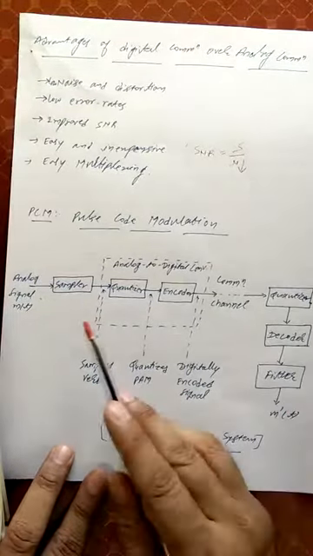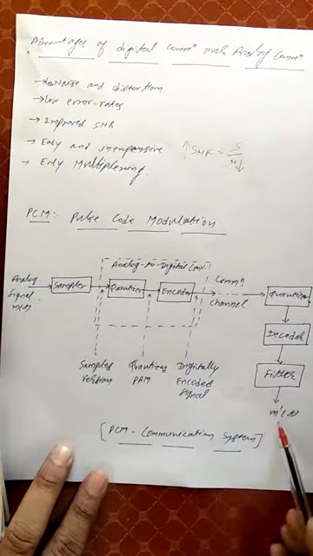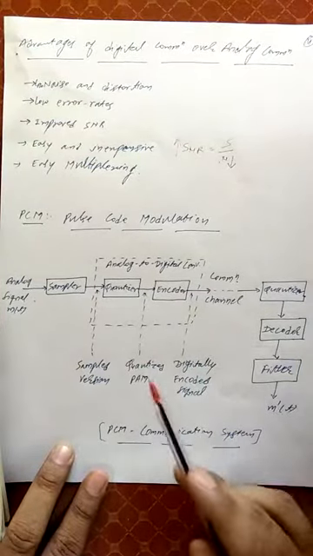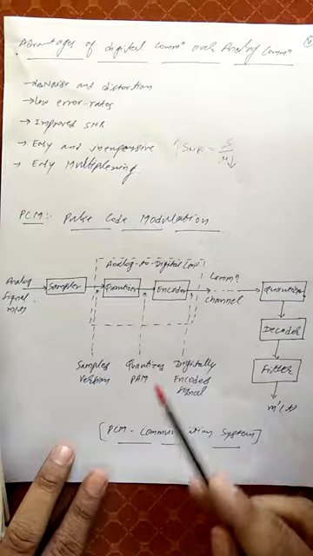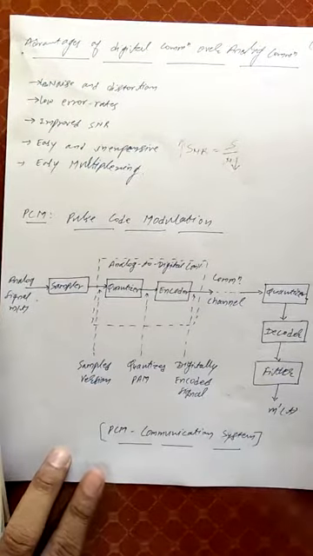In the analysis of the PCM system, compare m of t and m dash of t, and identify the response or the performance of pulse code modulation. So this is the basic block diagram of pulse code modulation. Thank you.